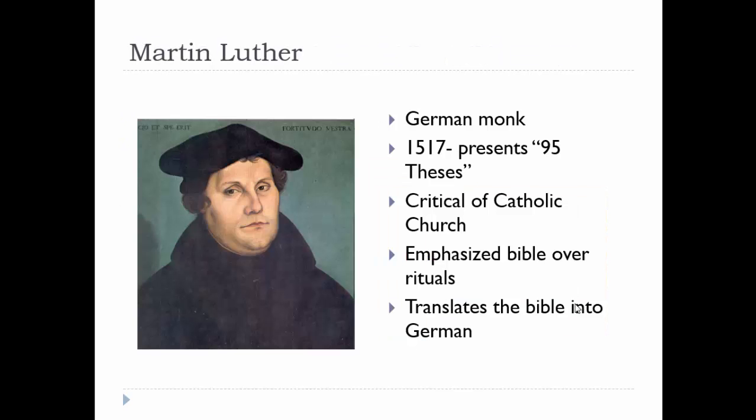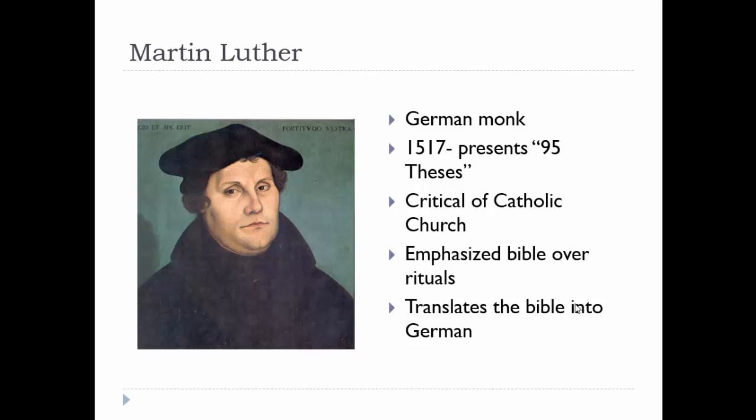So the first individual who's really viewed as revolutionary in this movement, in the Protestant Reformation, is actually a German monk, a Catholic priest, right, named Martin Luther. And in 1517, he published what he called the 95 Theses, the 95 problems that he felt were wrong with the Catholic Church, the things he felt needed to be reformed, right? These are people that are basically calling for reform of the church and change.